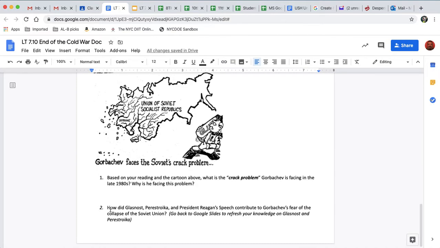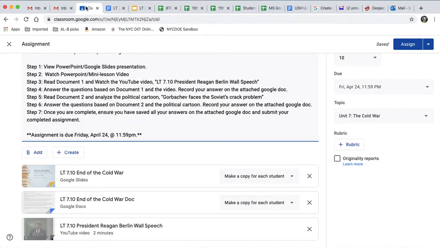Pay attention to this second question because the question is going to ask you how Glasnost, Perestroika, and President Reagan's speech contributed to Gorbachev's fear of the collapse of the Soviet Union. So I'm asking you to go back to Google Slides to refresh your knowledge on Glasnost and Perestroika. When you're done with that, save your answers and go ahead and submit your document. Okay. Keep in mind that this assignment is due on Friday, April 24th by midnight.